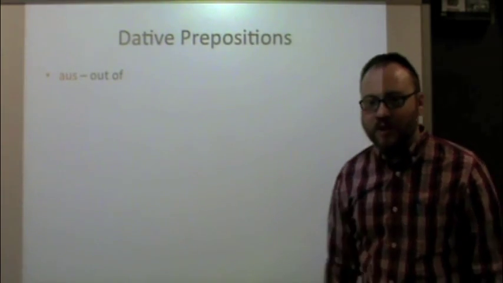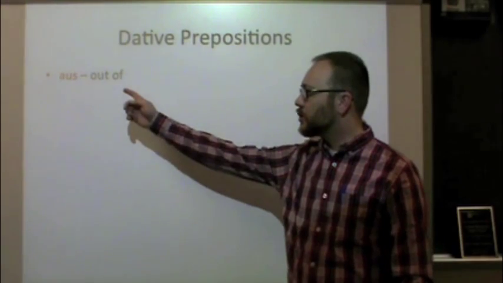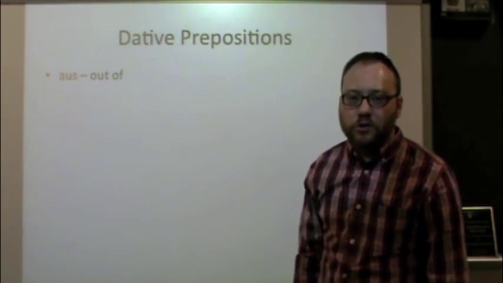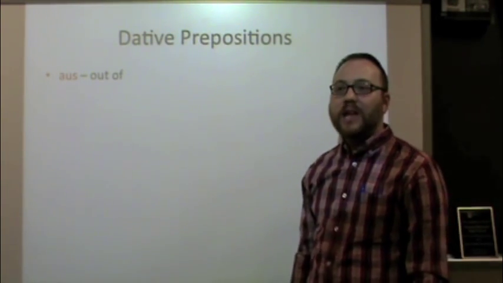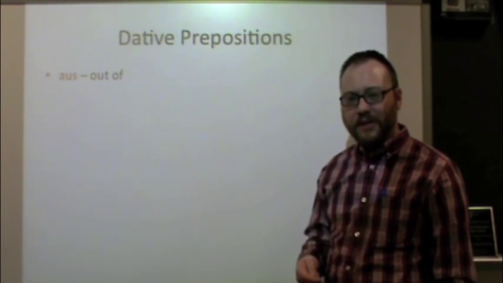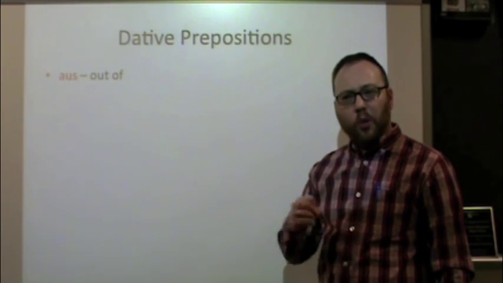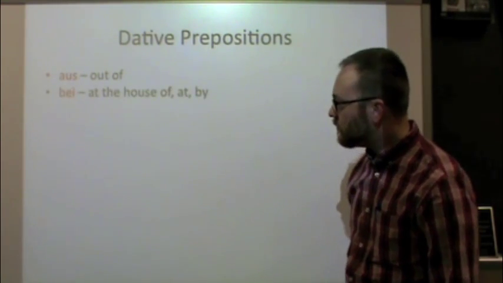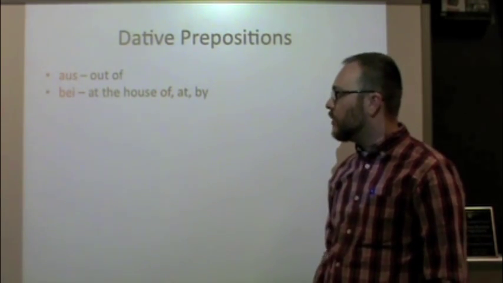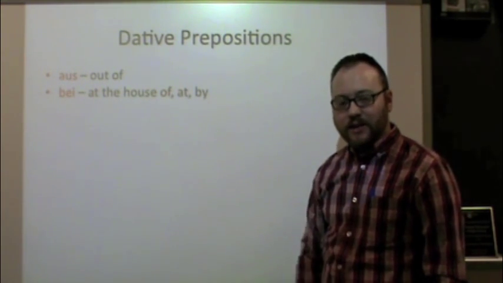Here they are. And some of these we might have seen before, and I just didn't tell you that they were dative prepositions. The first one, aus, which means out of. Now, you'll also quickly realize that a lot of these have more than one translation or more than one meaning. Don't get hung up on that. The more that you use them, you'll quickly realize when and which one to use. Bei means at the house of, or at, or by. And the word is bei.